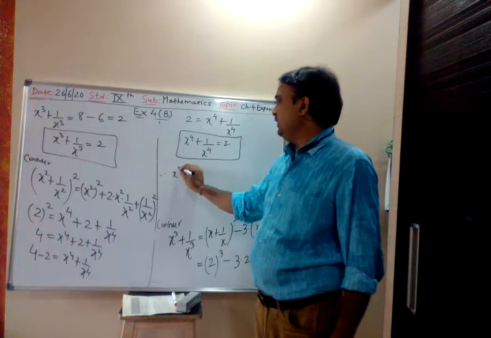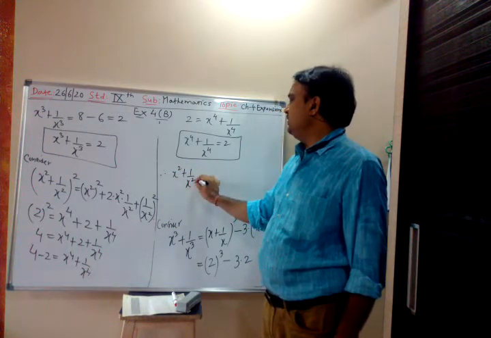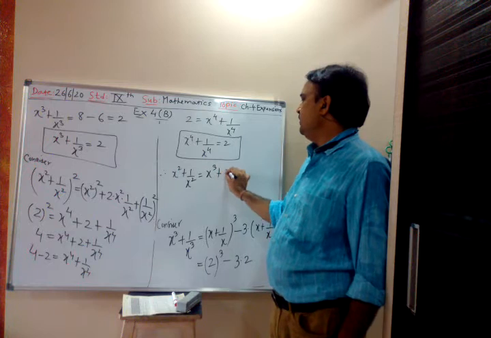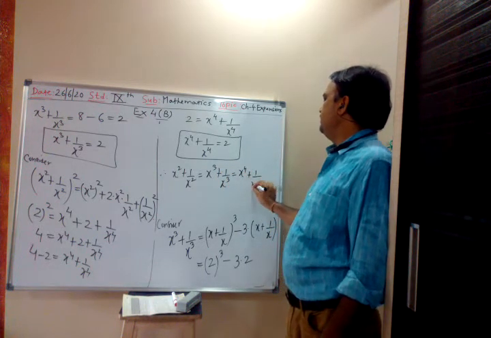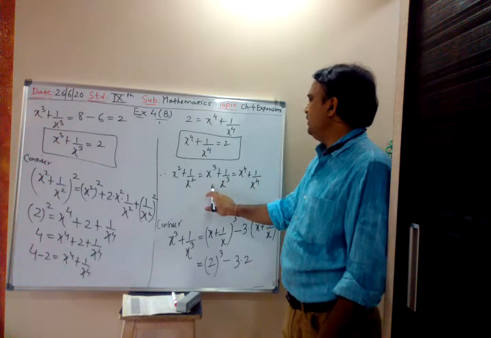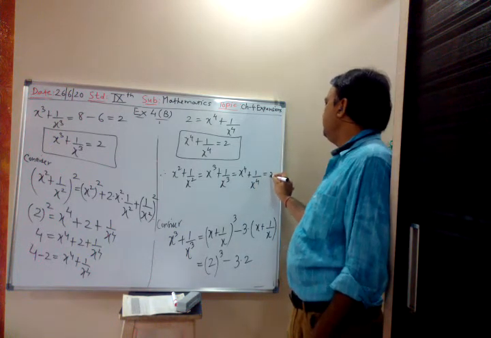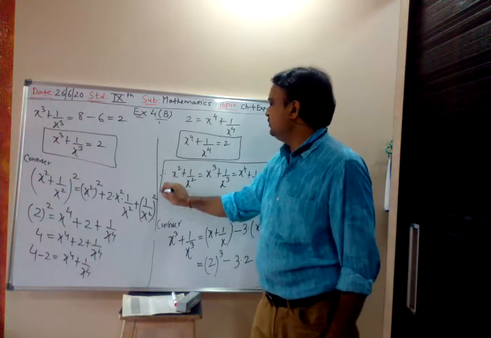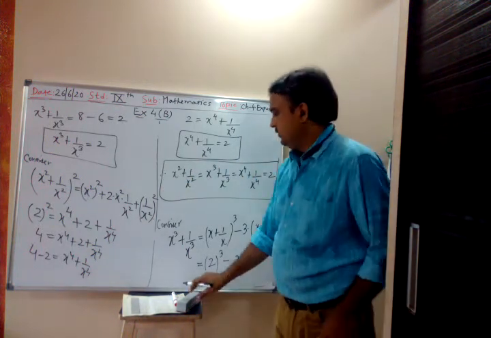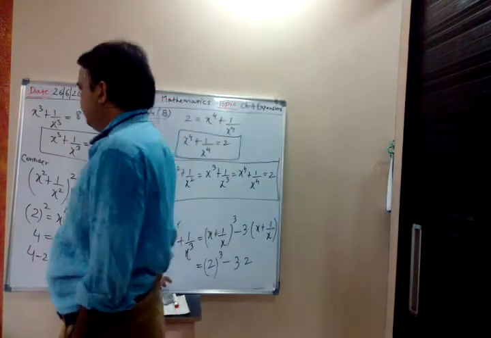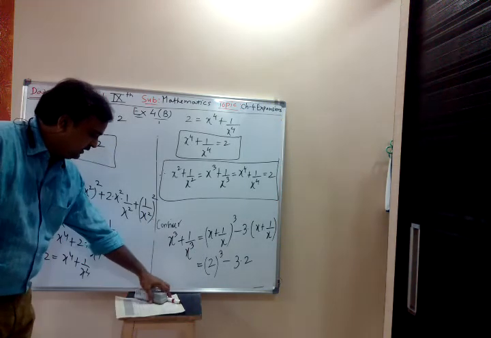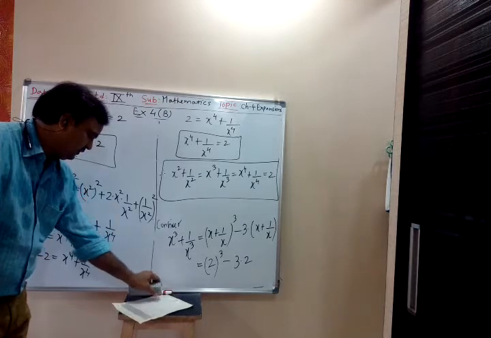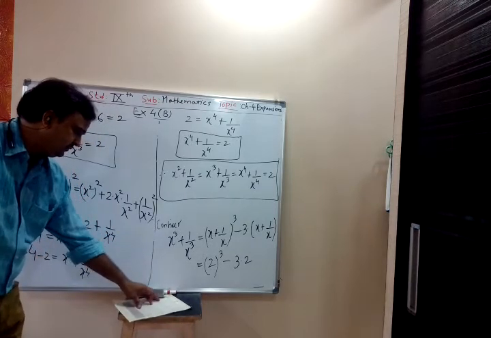Therefore we write x square plus 1 upon x square is equal to x cube plus 1 upon x cube is equal to x raised to 4 plus 1 upon x raised to 4, and all three are equal because all three have the same value 2. So we write is equal to 2. To show that they are equal, I will find each value and simplify.